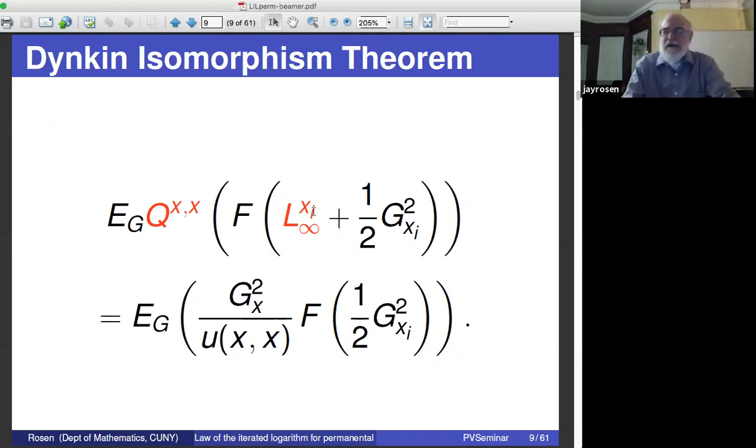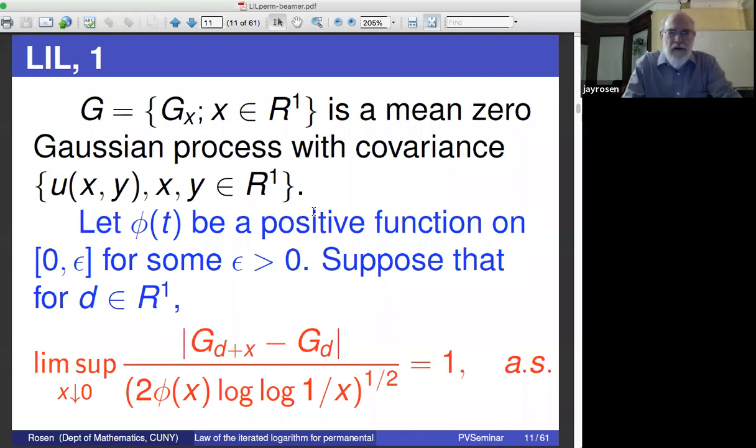So this is all background to the new work. Now I want to talk about laws of the iterated logarithm. So let's say we have a Gaussian process with the covariance, as we said, and suppose that for some function phi of t and some d, we have this sort of LIL. And I want to show how this will get us an LIL for the associated local times.